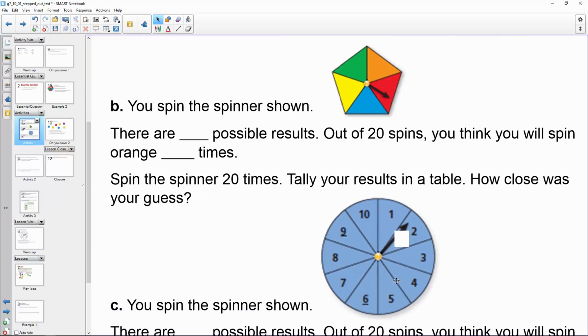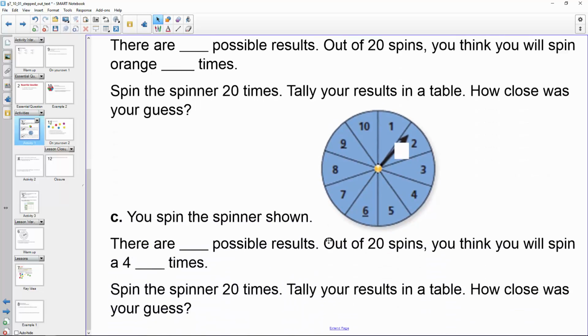If I look at this one here, there's 10 different outcomes. So that's what I have here out of 20. What do you think your chance that you spin a 4 is? Well, probably 2 out of 20 since there's 10 outcomes. That'd be like 1/10 times, well, I'm sorry. So I have 1/10 times 20, which would equal the number 2, which means you should get any number 2 times, theoretically. Again, for experimental, we don't know though, right?